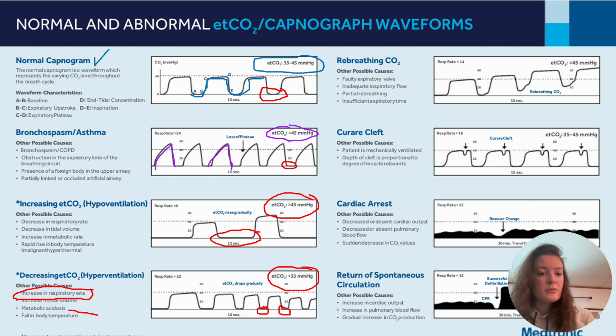With Kussmaul's respirations and things like that, that'd be a good one to know. Up here on the top right, breathing CO2, not something I see too often. Obviously your end tidal CO2 is greater than 45 because you're rebreathing that CO2 in. It's the inadequate inspiratory flow, partial rebreathing, insufficient expiratory time.